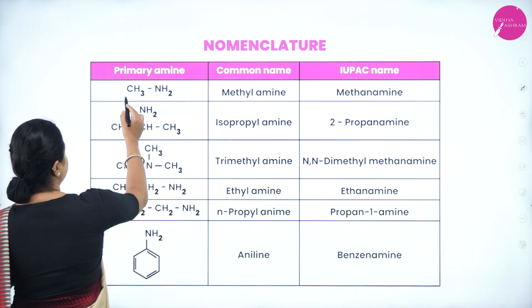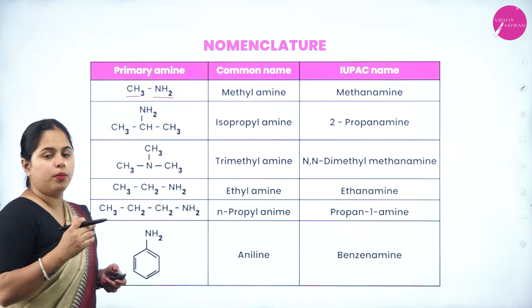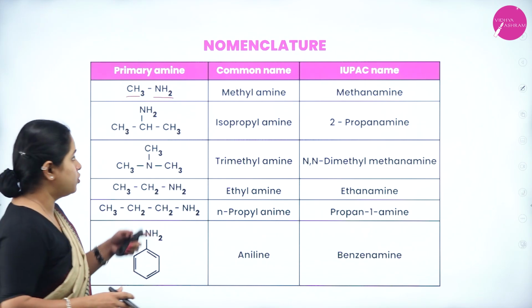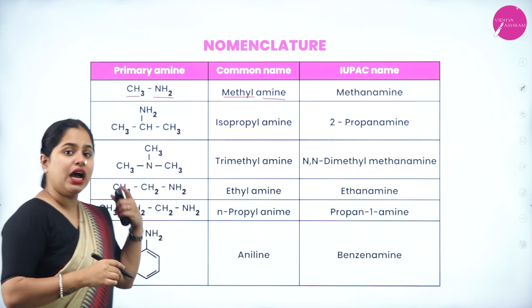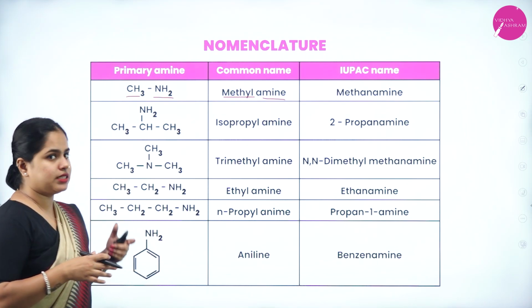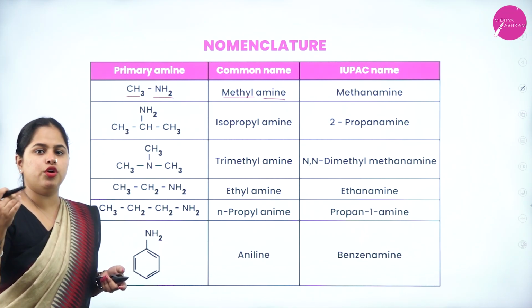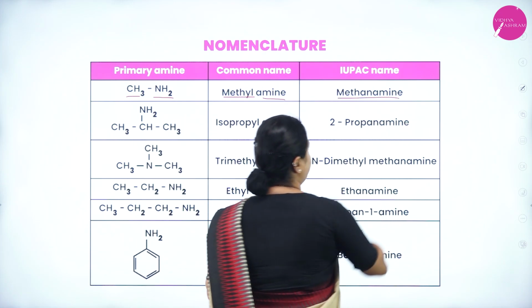The first one is CH3NH2. This is a primary amine. According to the common name, how do we write it? It is just alkyl amine. Which is the alkyl group here? Methyl. So you write methyl amine. And the IUPAC name is based on the hydrocarbon. Which is the hydrocarbon? It is methane, CH4. So instead of e, you are going to substitute amine. The suffix will be amine. So you will get methanamine.